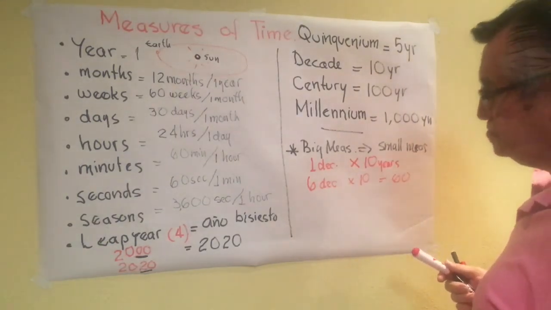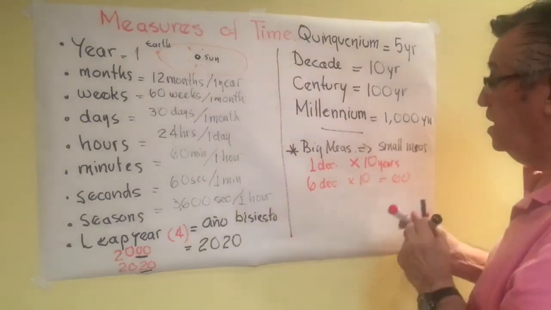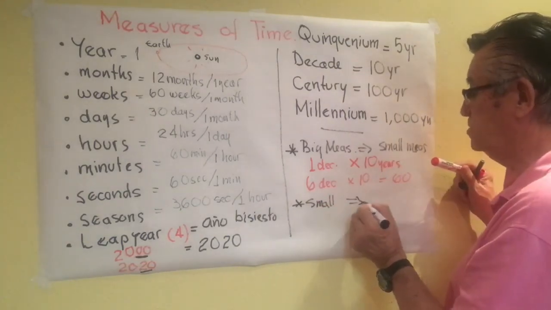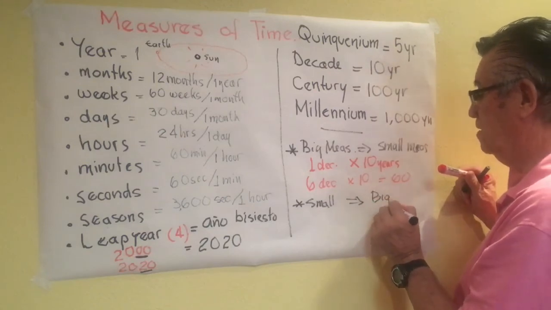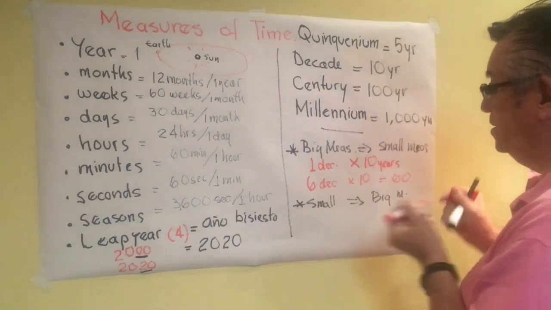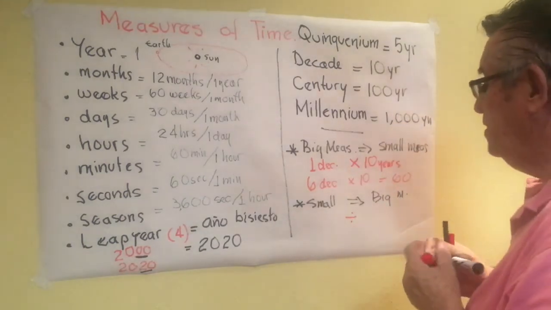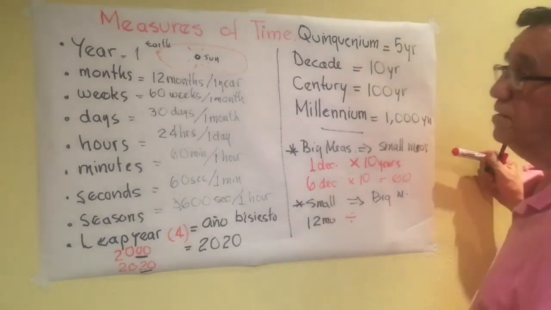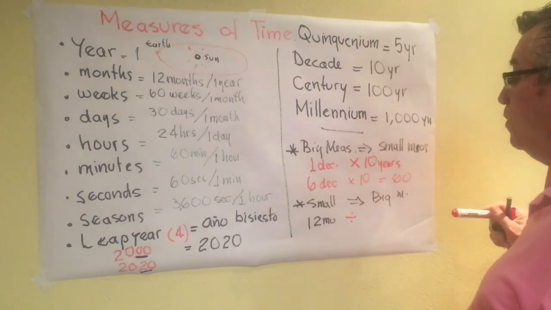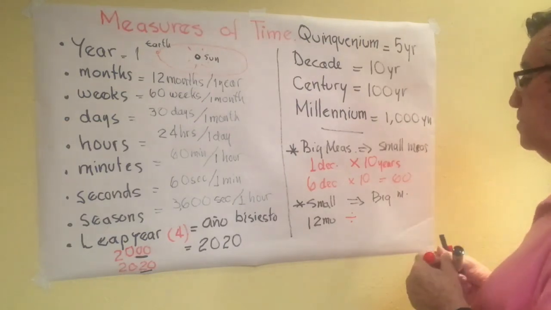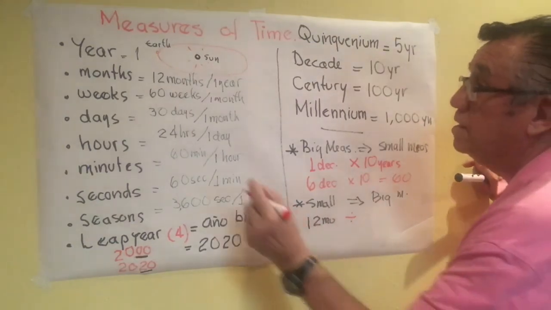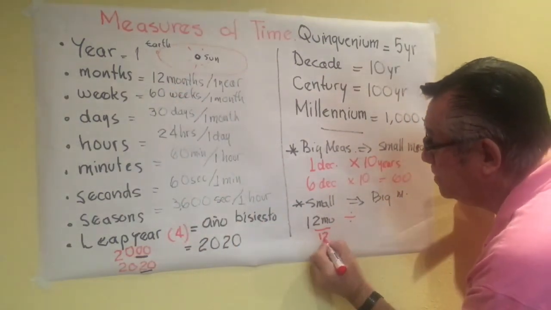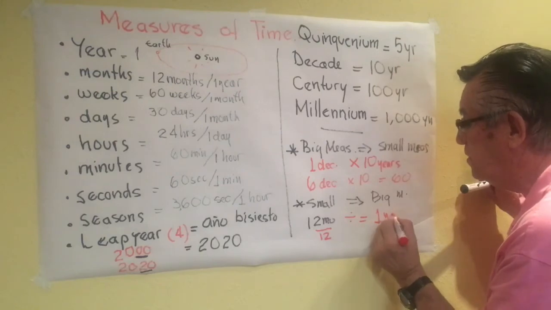Okay, well, on the other way around, if you have small measures and you want to change to a big measure, what you have to do is divide, okay? Let's see, we have 12 months. How many months are there in 1 year? So I will have to divide, since a year has 12 months, I will have to divide by 12. So the answer will be here, 1 year.